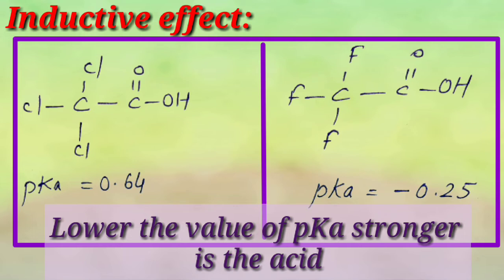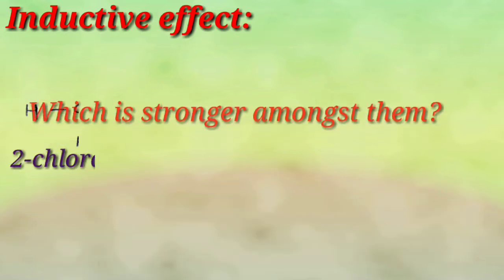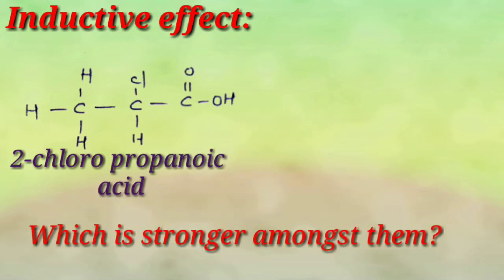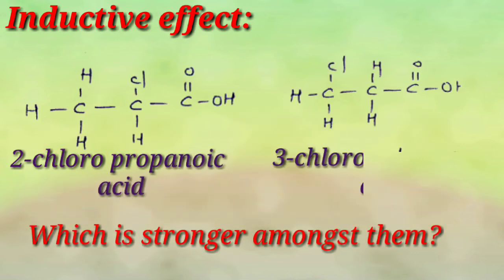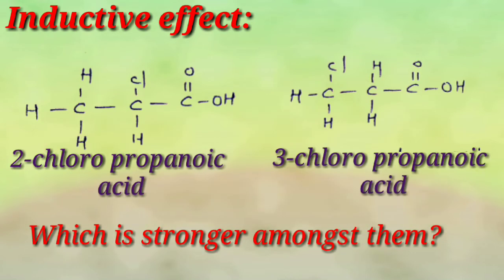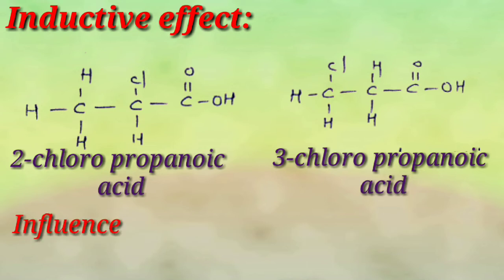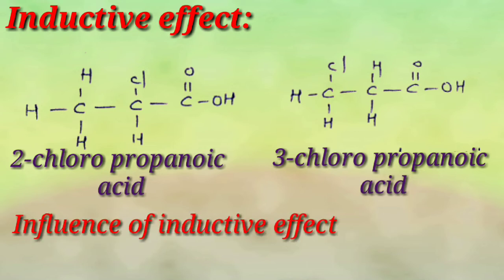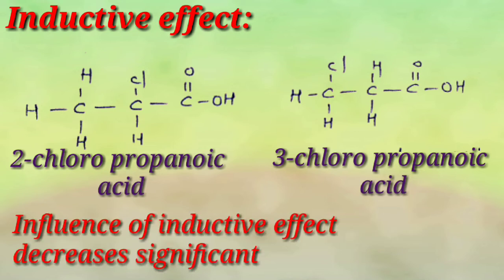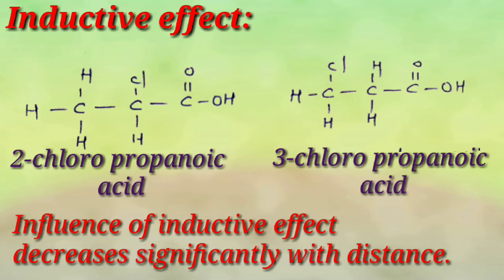Consider the example of chloropropanoic acid. Let us see what makes it a strong acid and when it is considered as a weaker acid by changing the position of the chlorine atom. Let us see the comparison. The inductive effect takes place through covalent bonds. Its influence decreases significantly with distance.